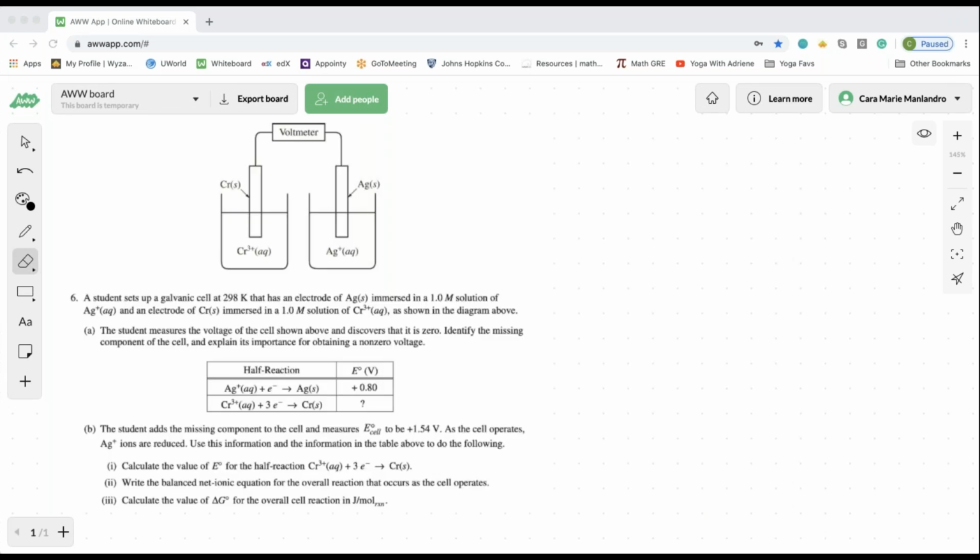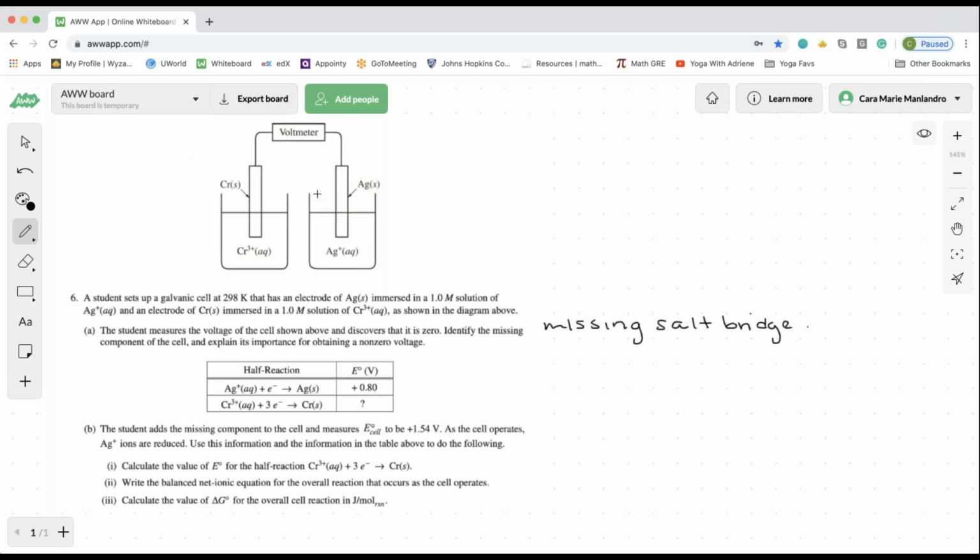Okay, let's make sure we can see the screen. Can everybody see the screen? Okay, great. That's a step up right there. All right, so we're setting up a galvanic cell at 298 with an electrode in 1 molar solutions, and we discover that we have no voltage. So what happened? Well, we're missing the salt bridge.